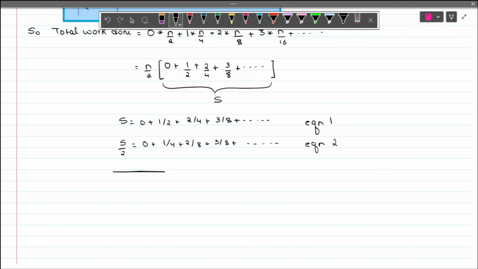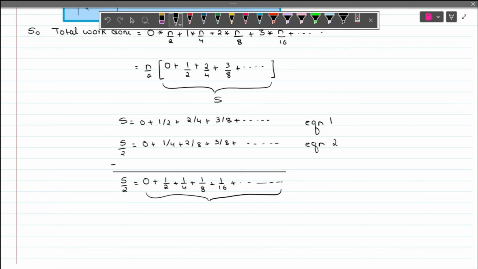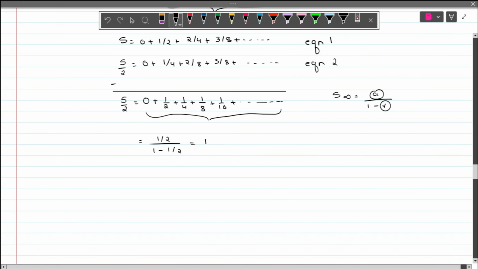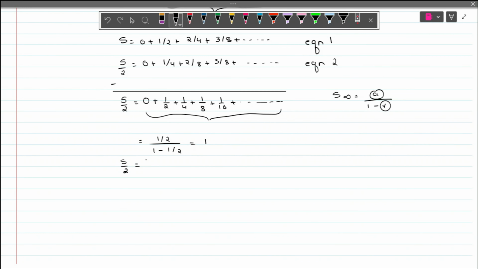Now we will do subtraction of equation 1 and 2. We get S by 2 equals to 0 plus 1 by 2 plus 1 by 4 plus 1 by 8 plus 1 by 16 plus and so on. Now this is nothing but an infinite GP, right? So the formula for this will be A upon 1 minus R, where A is 1 by 2 and common ratio is 1 by 2. So this will be 1 by 2 upon 1 minus 1 by 2. So by calculating we get 1. So the value of S by 2 is equal to 1. So the value of S will be 2.